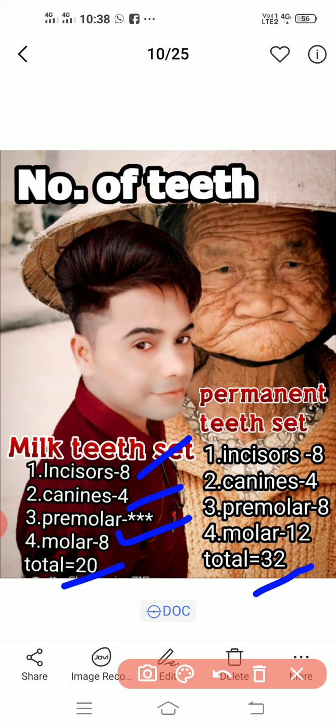Now, what about the permanent teeth set? In the permanent teeth set, 8 incisors are found, 4 canines are found, 8 premolars are found, and 12 molars are found. Total how many? 32 teeth are found in the permanent teeth set. Is that clear? Okay.